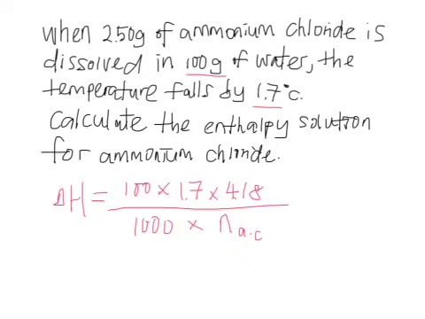Question: how do you calculate the number of moles of ammonium chloride? Remember, it's mass divided by molar mass. Therefore, the number of moles of ammonium chloride used here is 2.5 grams. Molar mass, refer to your periodic table.